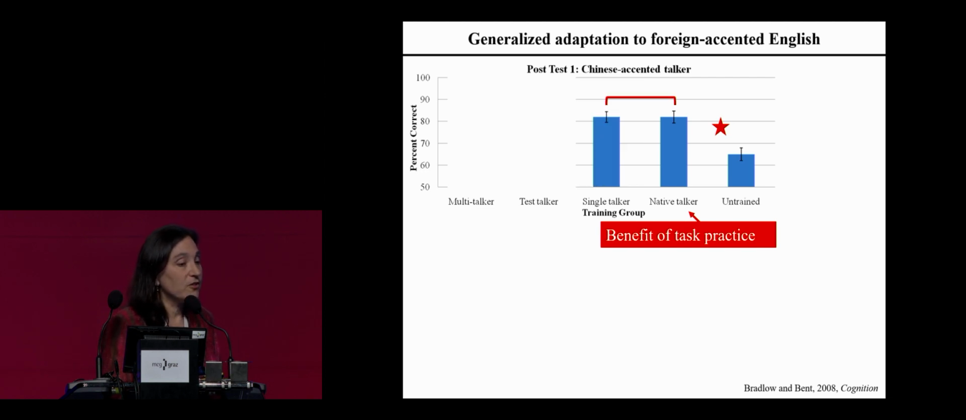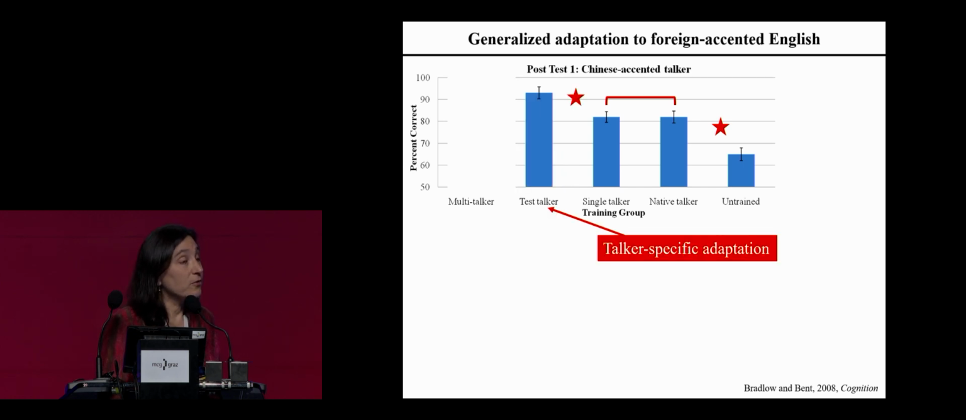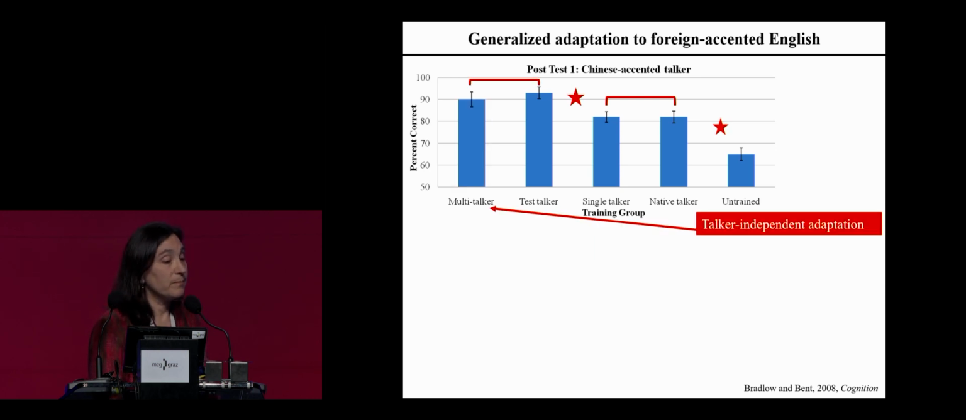If you're exposed to a single Chinese accented talker during training, in fact, that's not very effective for promoting talker-independent adaptation. You do no better than if you've been exposed to English speech in the first place. Exposure to the test talker himself is useful. So here, of course, we see talker-specific adaptation. You can adapt to a particular individual. But here's the really important result, which is that if exposed to multiple Chinese accented talkers, none of whom is the test talker, we find that you're just as good at the novel Chinese accented talker's speech as you are if you had been given the benefit of exposure to that talker himself.